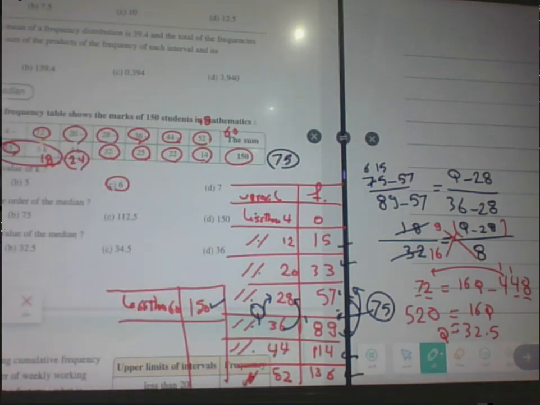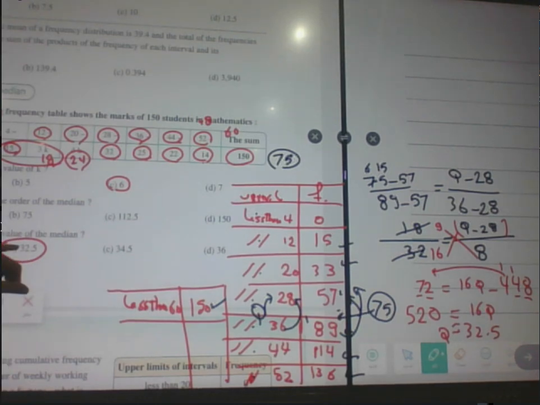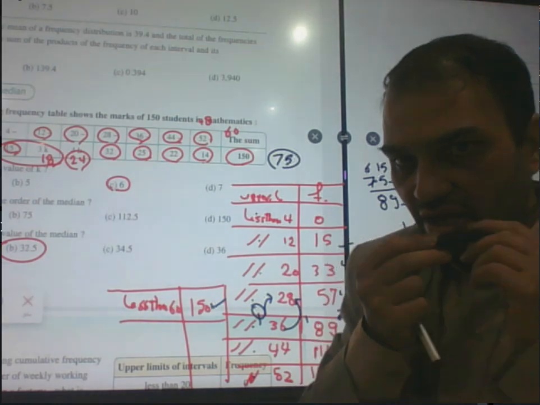32 and a half. Yes, letter B. It's direct here. The answer will be letter B. Understood, my students? That is the value of the median. You can also solve the question graphically, by drawing. You can't use this method.